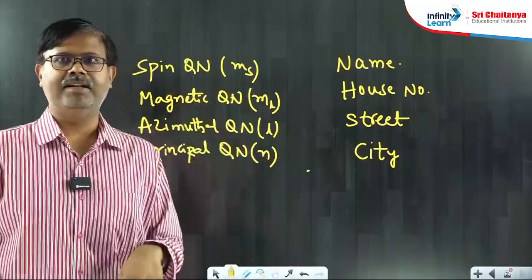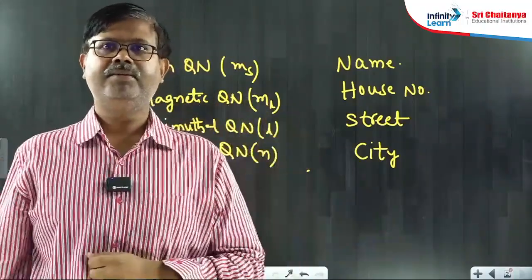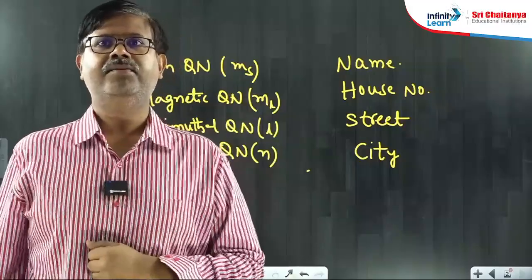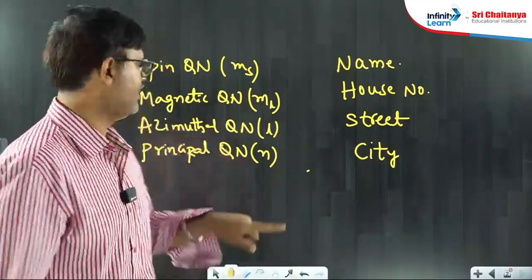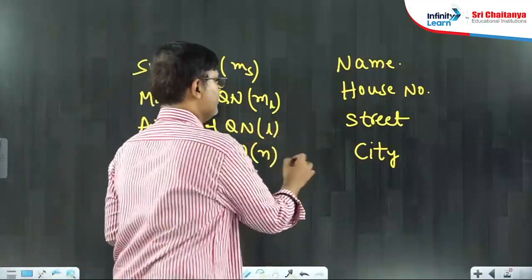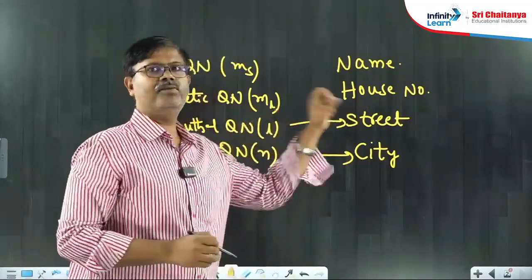Now in that city or in that shell, there will be many streets. Electron is living in which street? Which street electron are you talking about? That you have to mention. That is azimuthal quantum number. The principal is analogous to city. Azimuthal is analogous to what?